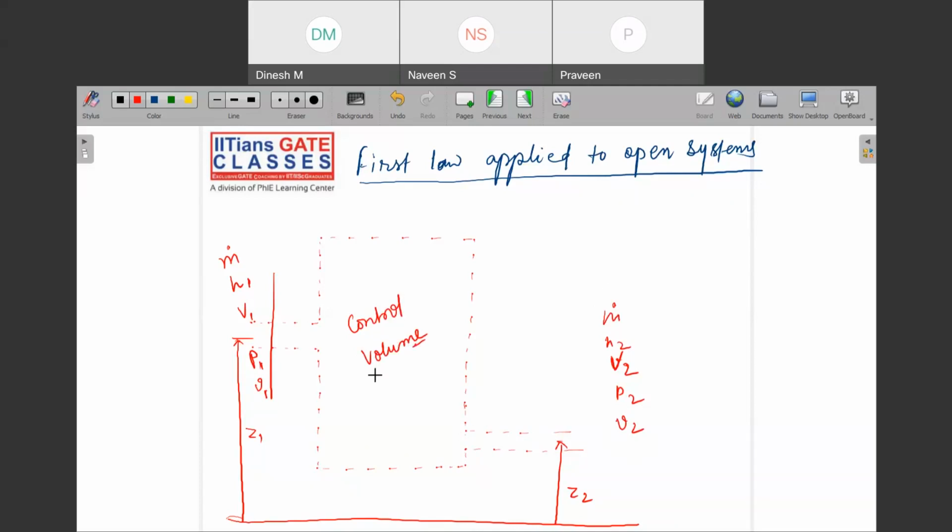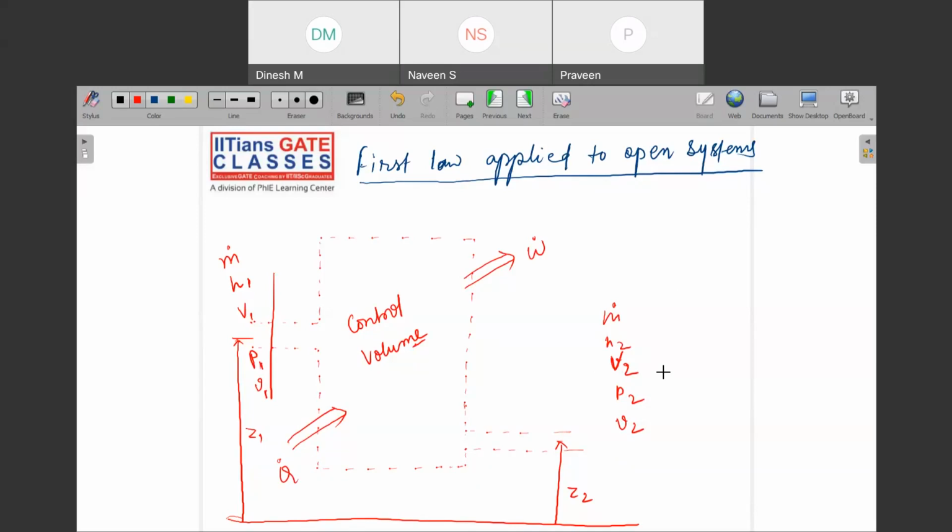Okay. And here you are supplying some Q dot, and you are extracting out some W dot. Okay. Then when you will apply, see, this is nothing but we will be applying the first law to the open system.